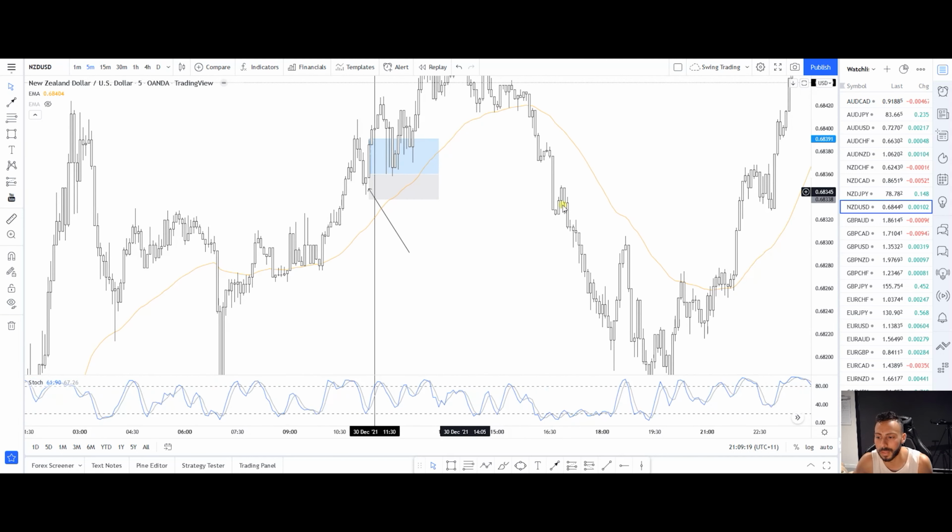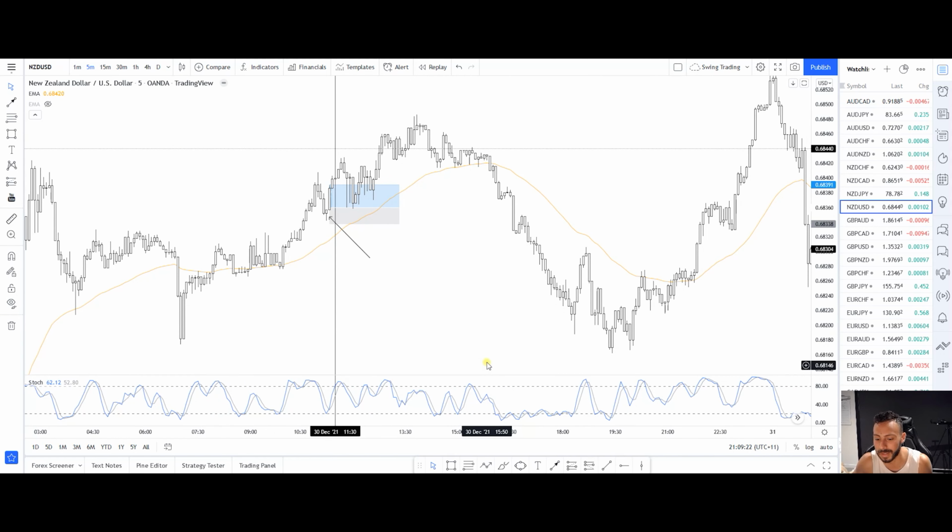What I will say is that the setups that are really, really strong are the ones that dip below the moving average. So see how this made a trend?